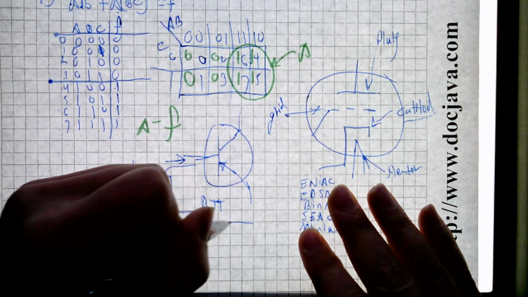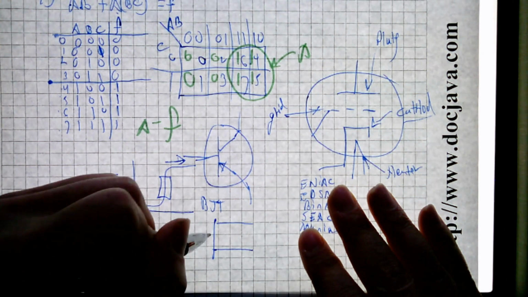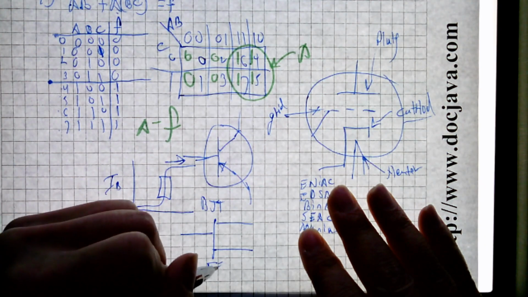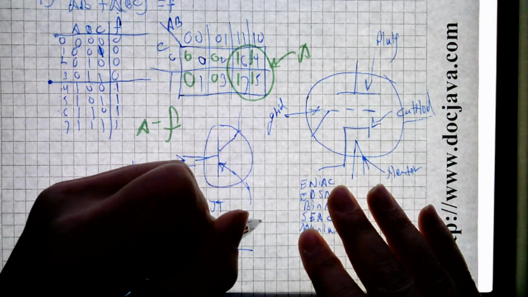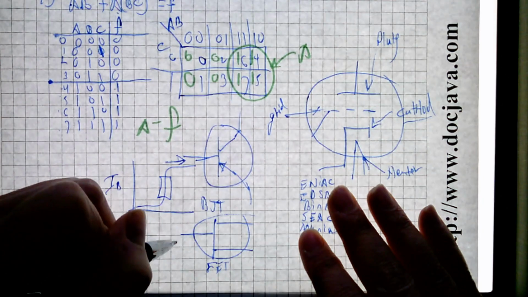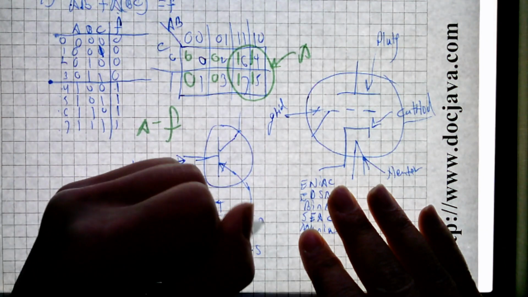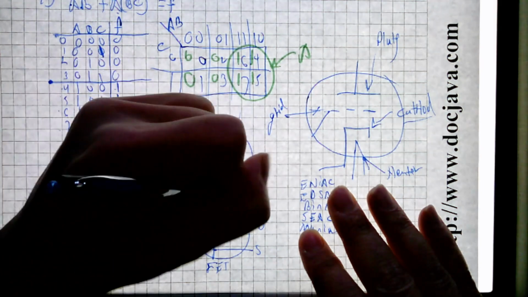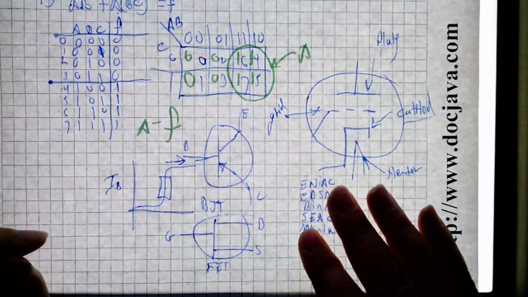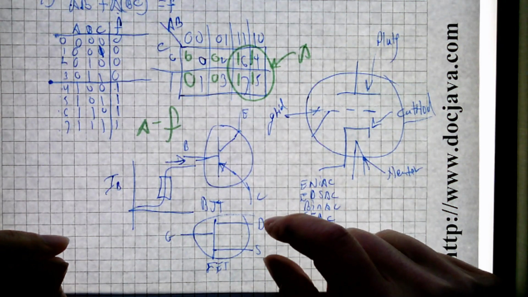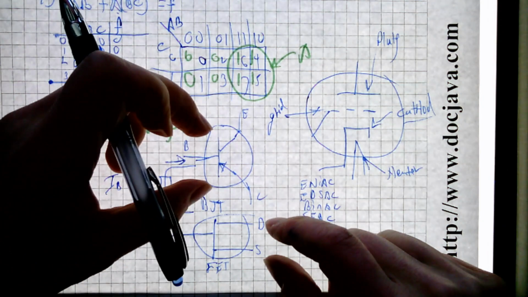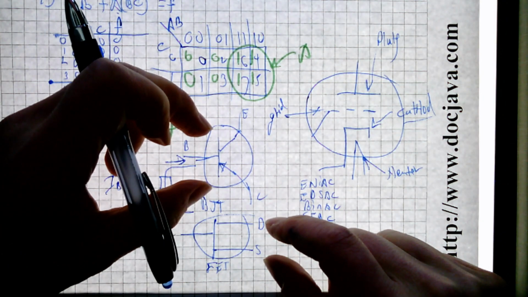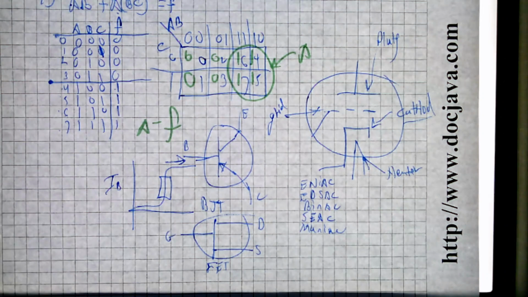Even other technologies known as the field effect transistors, which are little more than voltage variable resistors, have a gate, a source, and a drain, as opposed to a base, a collector, and an emitter. And so these things are voltage variable resistors. These things are current controlled current sources. Both of them can be used either as transistors or as amplifiers.